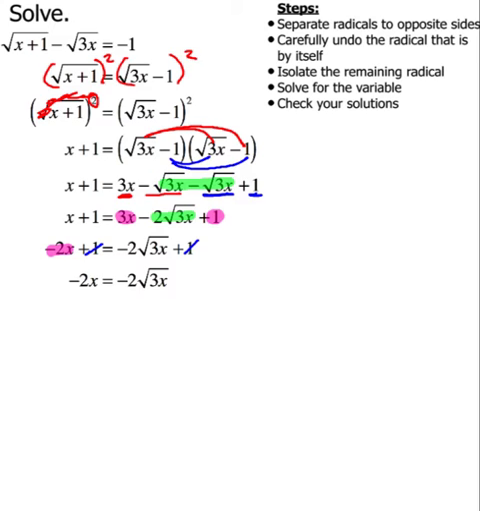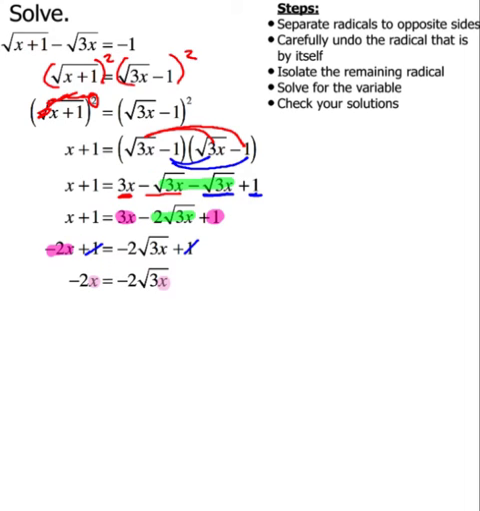So I'll end up with -2x equals -2 square root of 3x. Now again, I'm trying to solve for this variable. I mean, that's my goal right here. After all this is said and done, we want to get x by itself. But notice, I got an x over here too. So I do end up wanting to solve for x.